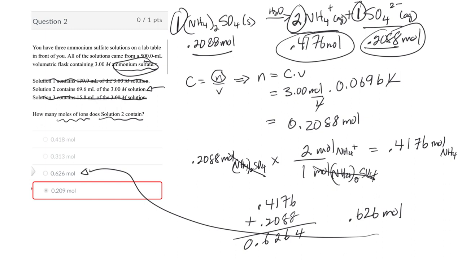Okay, hopefully that helps you out. It looks like if you answered this one, that's the number of moles of ammonium sulfate, but they wanted to know the total number of moles of ions. And the ions are this one and that one.